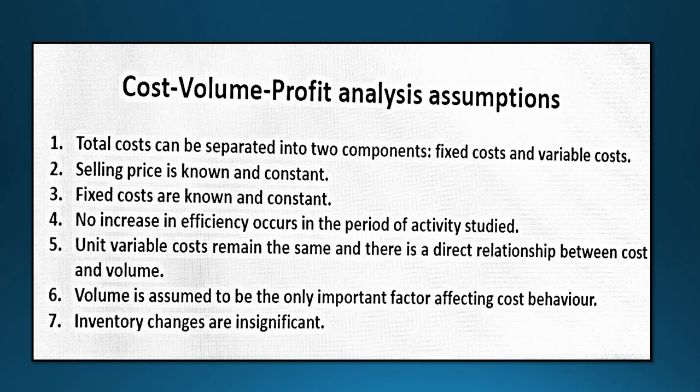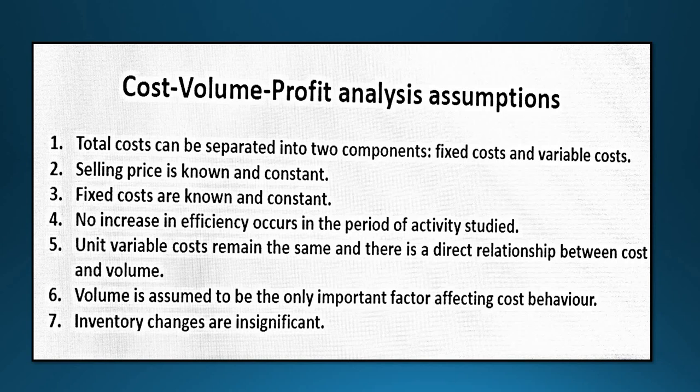Next is selling price is known and constant. We already know about the selling price and it is constant. Next is fixed costs are known and constant. Even the fixed cost should be a constant one. Next, no increase in efficiency occurs in the period of activity studied. Once the production process starts, there is no efficiency increase. The efficiency of the work or activity period should be the same.